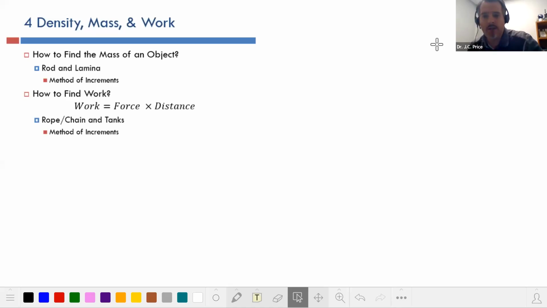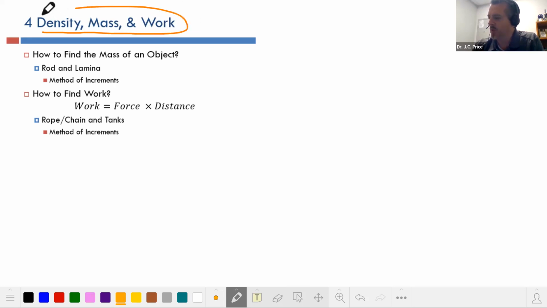All right, guys, it's time for Fun with Math, and today we're going to do our final application of the method of increments. Here I chose to apply this to what's called density, mass, and work. We're going to use the method of increments to find first the mass of an object, and then next we'll use the method of increments to find the work.